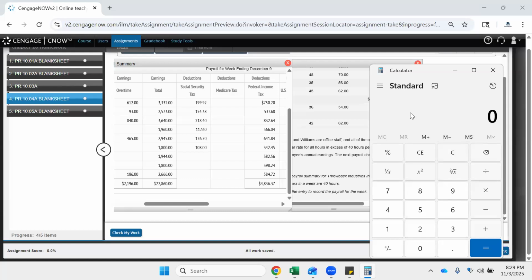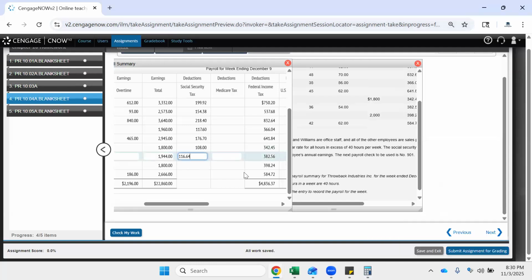Also, one thing to keep in mind when doing payroll in the field is that Social Security tax is only withheld on the first part of earnings that is Social Security eligible. The taxable maximum for Social Security in 2025 is 176,100. After that, Social Security tax is no longer taken out, but the Medicare tax is still taken out.